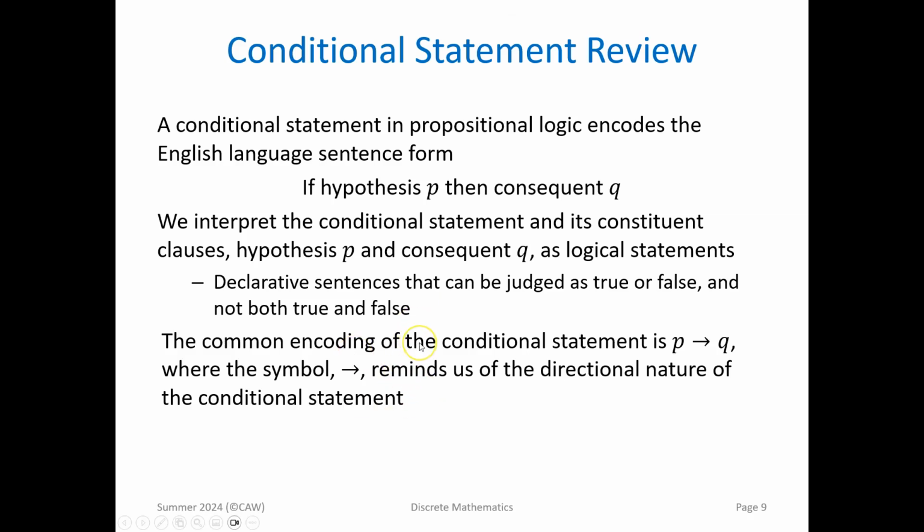The common encoding of this conditional statement you've already seen, P arrow Q. This arrow symbol should help remind us that this is a directional operator. The direction of the arrow is important. It's P, then Q. That order is important. But what is the essence of this statement form?